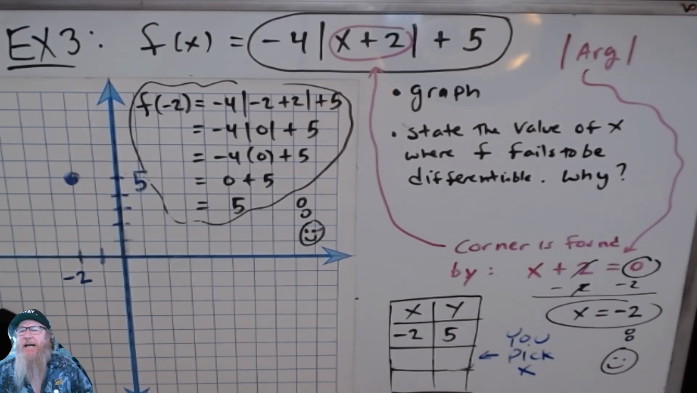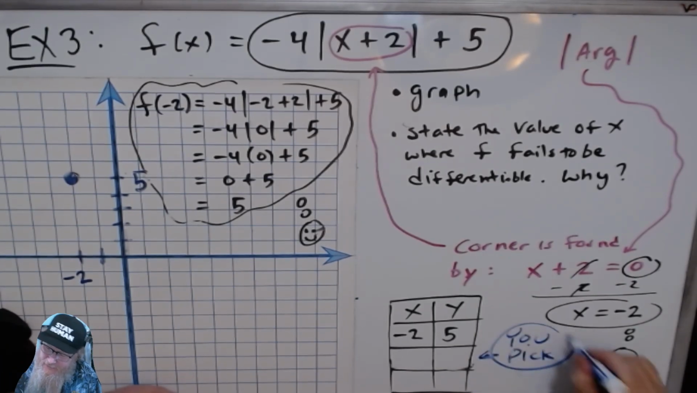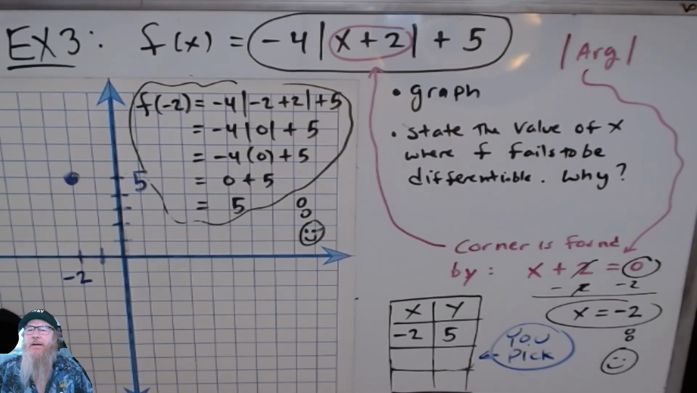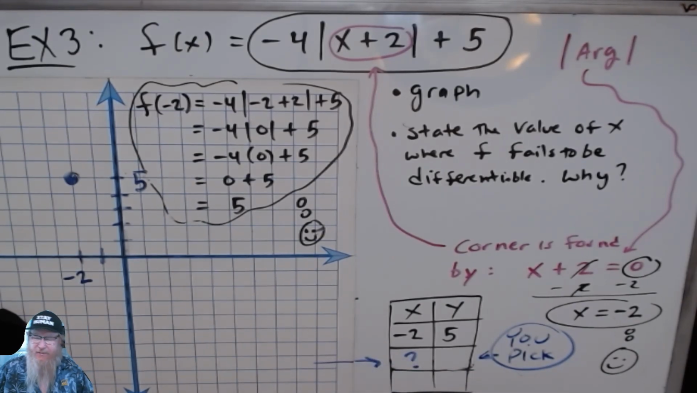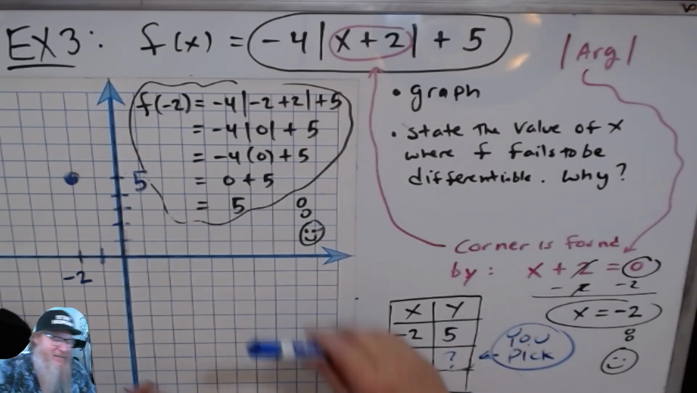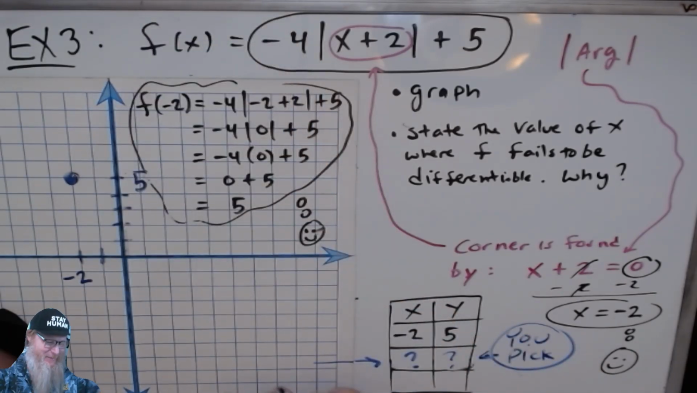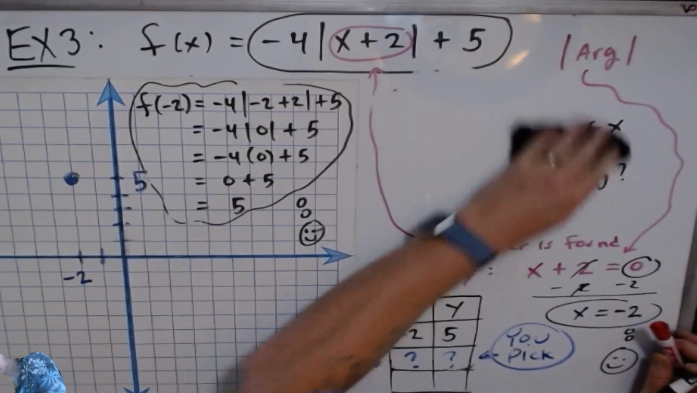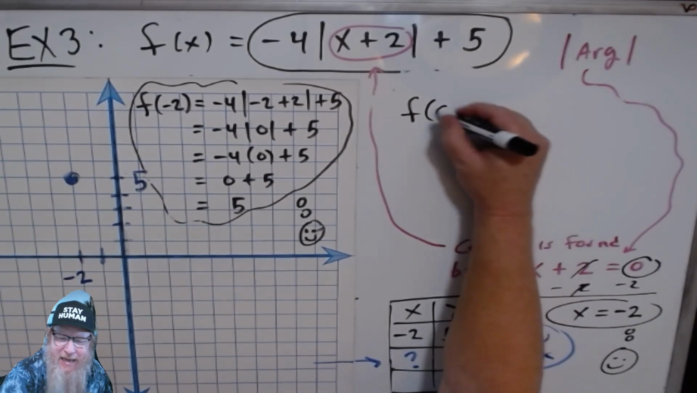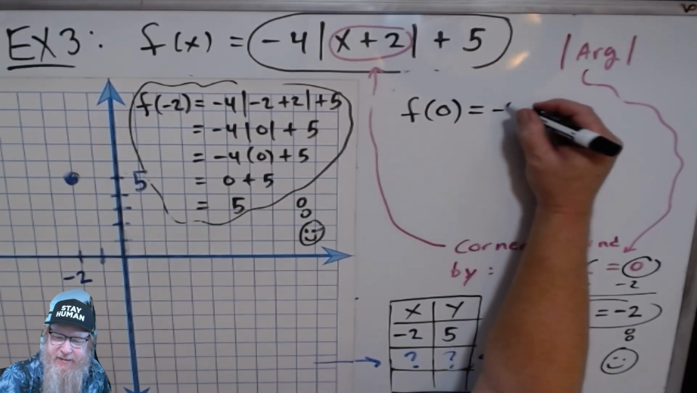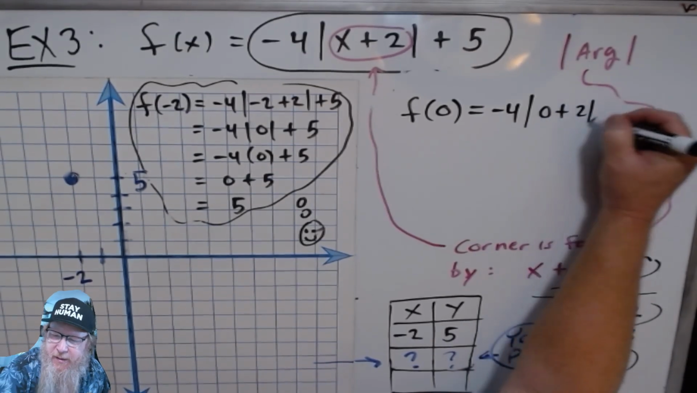You can pick any x you like and figure out what the y is. I guess you could pick y and then work backwards to figure out what x is, but why would you do that? I wouldn't do that. It's legal, but it's just not recommended. So just pick any x that you like. I like 0. 0 is a very nice number to plug in.